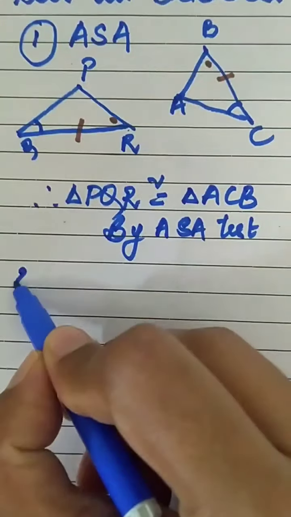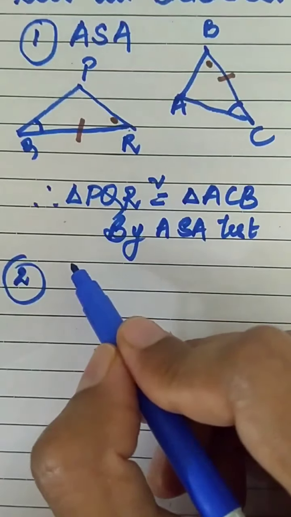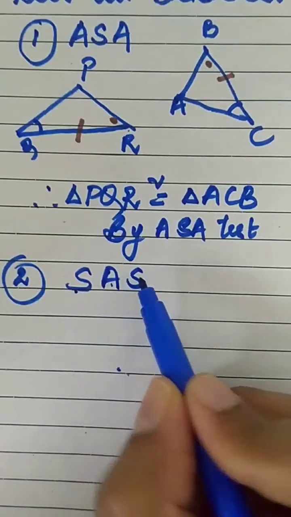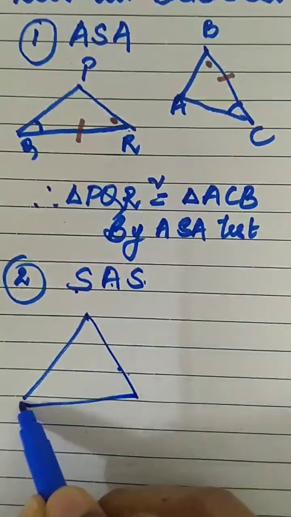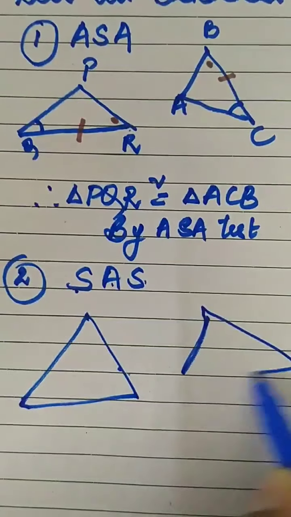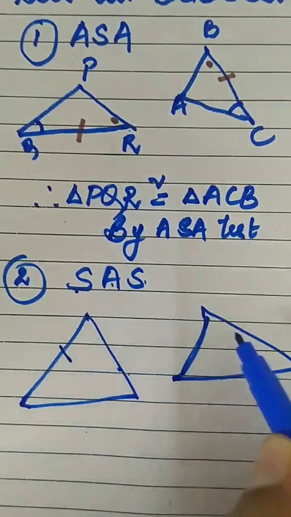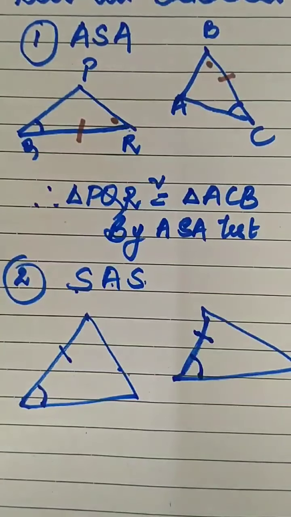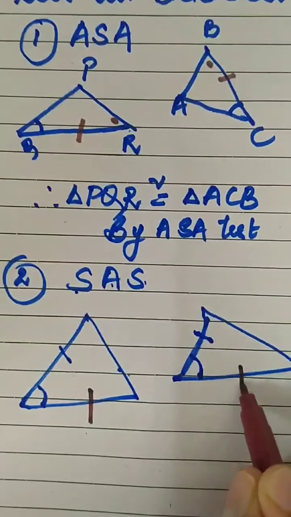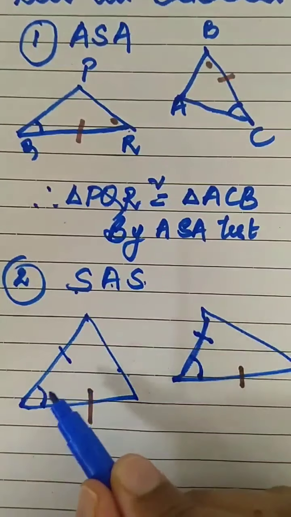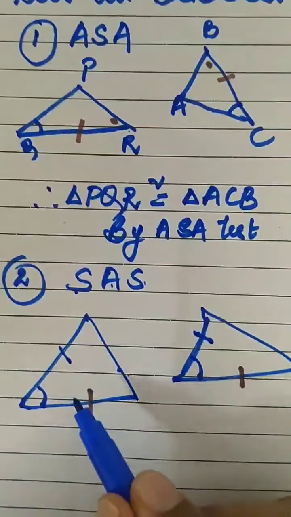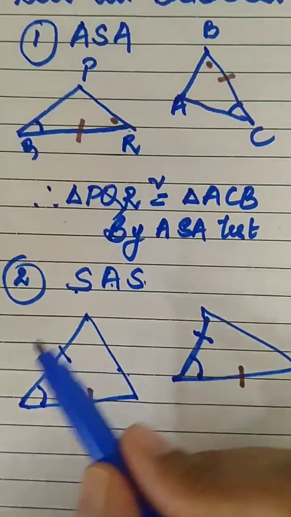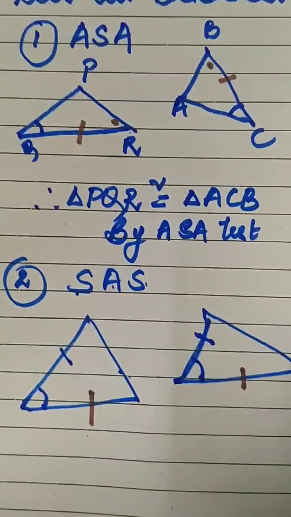The second test, the name of the second test, as we can see, we can take the second test as SAS test. Side, angle, side. For example, if you have two triangles this way, two triangles, one side, then an included angle, and the second side. This way, where you have one angle between two sides. Then only this triangle can be proved by SAS test. Very easy, no? Side, angle, side, test. So you have to write.